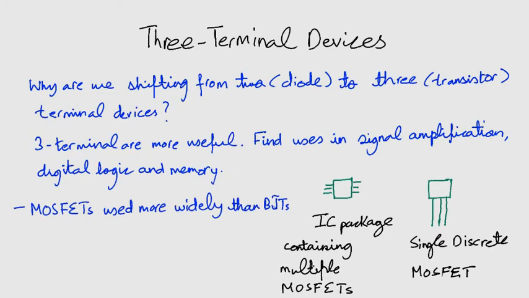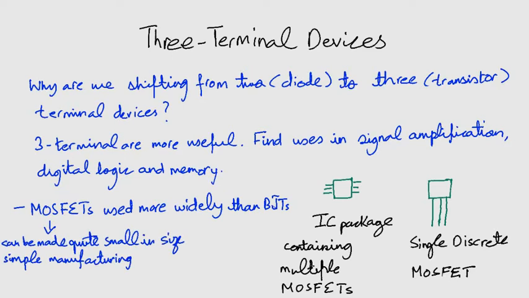MOSFETs are more widely used transistors instead of BJTs, even more so in the design of integrated circuits. This is because MOSFETs can be made quite small in size and their manufacturing is quite simple. They also require very little power. Circuits have been designed which use MOSFETs exclusively on a large scale with very few or no resistors. Hence, they can be packed on a single chip.